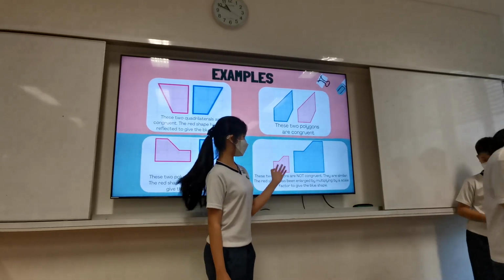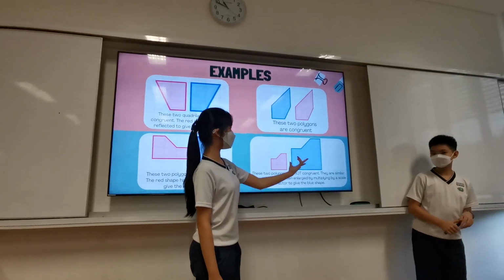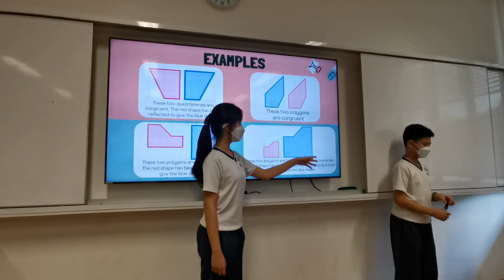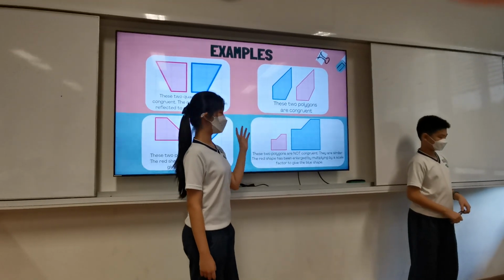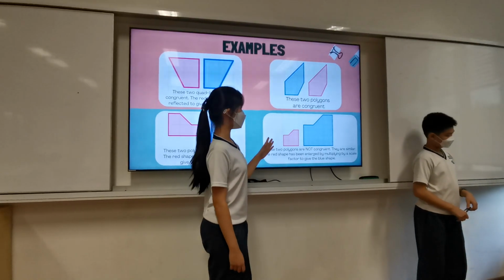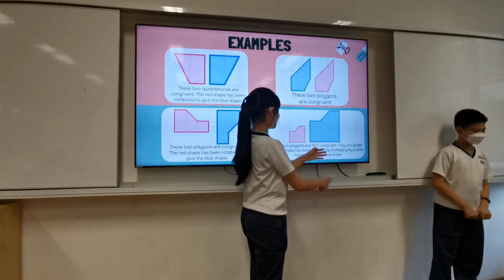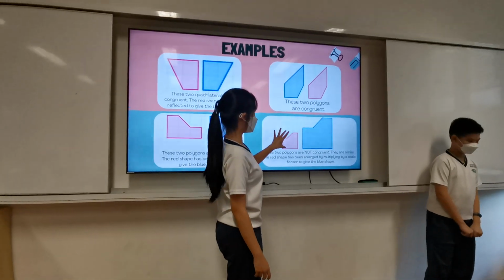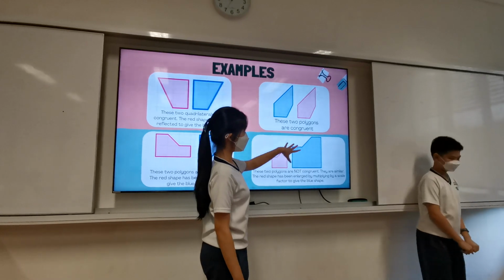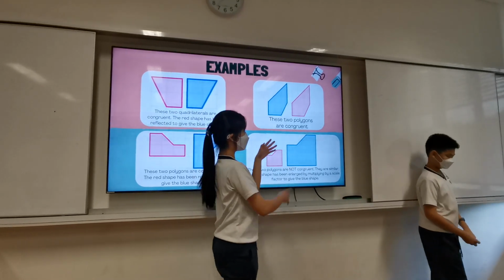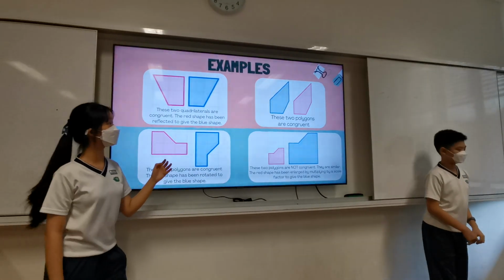Now for the last example here, you can see that these two polygons are not congruent. They are just similar shapes. This is because the red shape has been enlarged to give the blue shape. So even though their shape is the same, their size is different. Hence, they are not congruent figures.